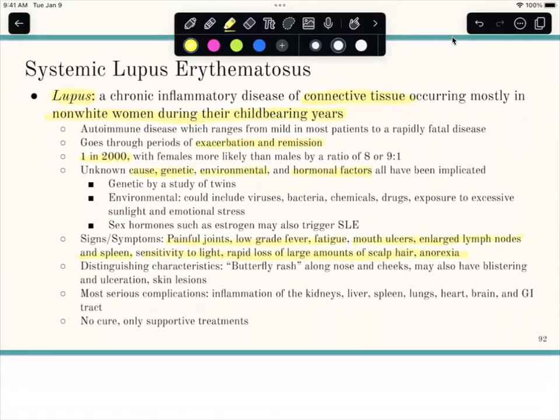These people tend to have this butterfly rash across their face, kind of goes across their nose and their cheeks. They can have different skin lesions. They can have kidney problems, liver, spleen, lungs, heart, brain, and gastrointestinal tract problems. There's right now no cure for pretty much any autoimmune disease. All they can do is support it. Try to find ways to help prevent it from getting worse and kind of maintain things where they're at.